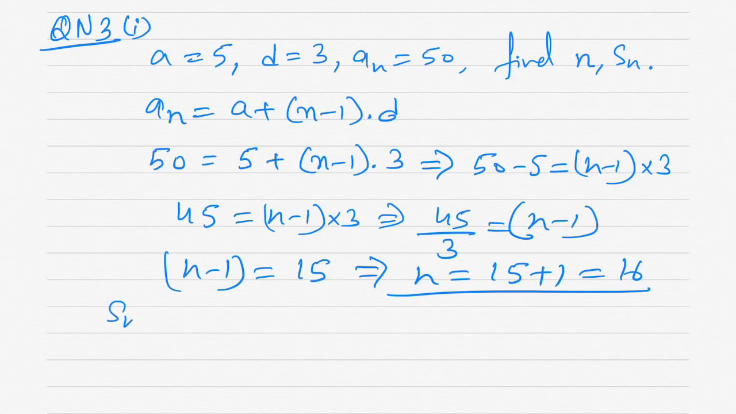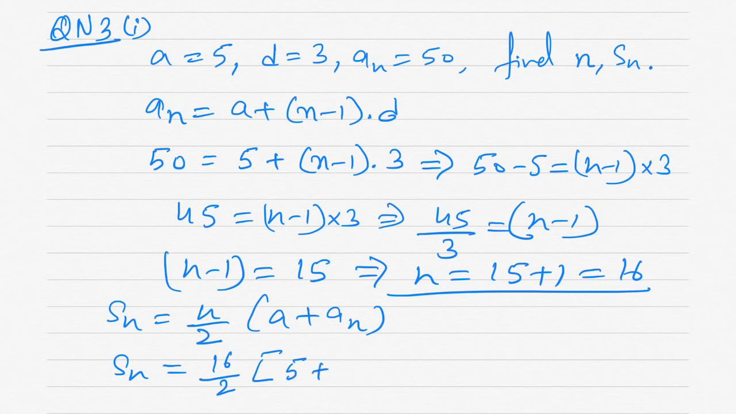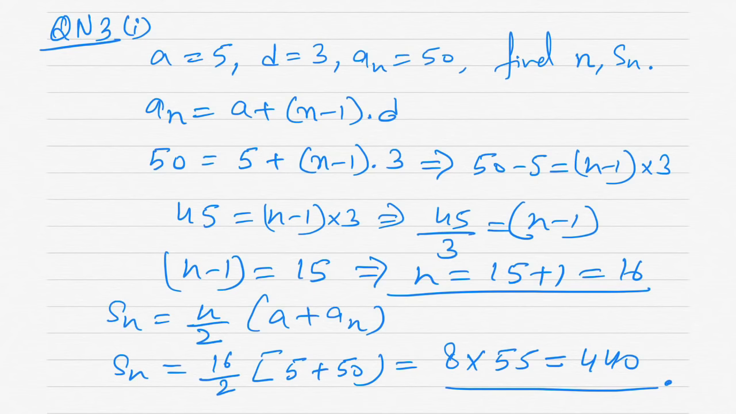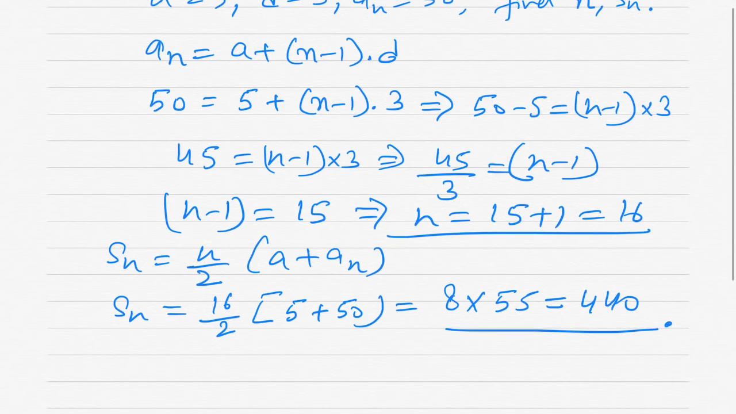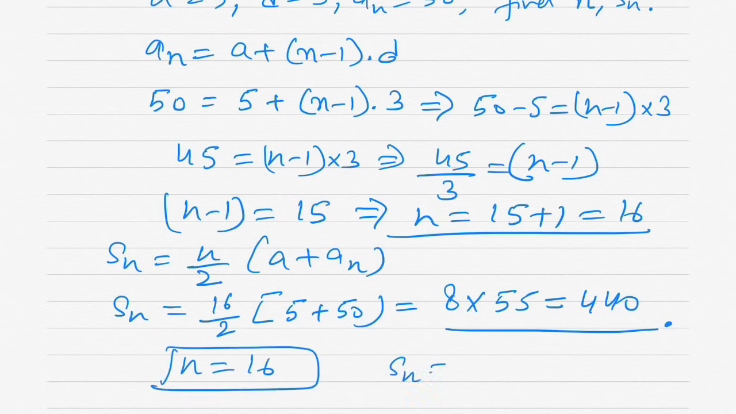Now the formula for Sn is n by 2 into a plus an. Since we are given an, I am using this formula. So Sn is equal to n by 2, 16 by 2 into, what is a? 5. What is an? 50. So it is equal to 8 into 55, which is equal to 440. So in this question, the value of n is 16 and the value of Sn is 440.